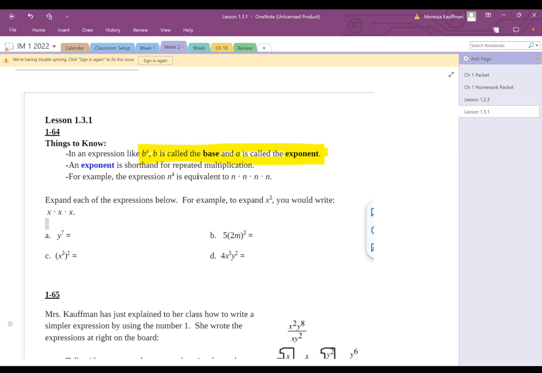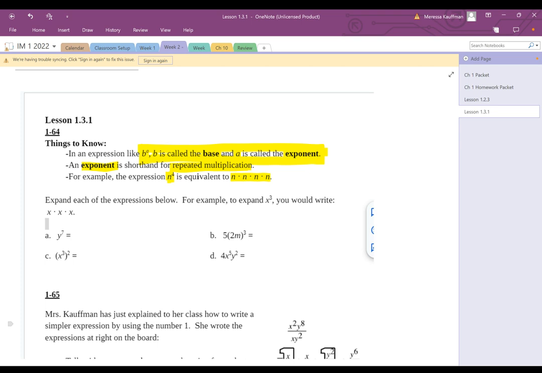Okay, so the exponent is just shorthand for repeated multiplication. Now, you don't have to write this down, but I just want you to know that it's repeated multiplication. And I'm going to give you an example. There's one down below here. It says n to the fourth power means n times n times n times n, or n 4 times.